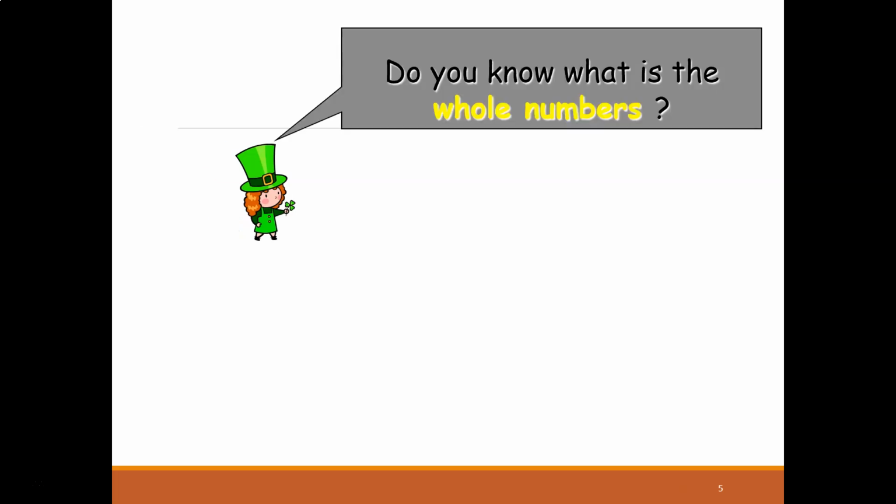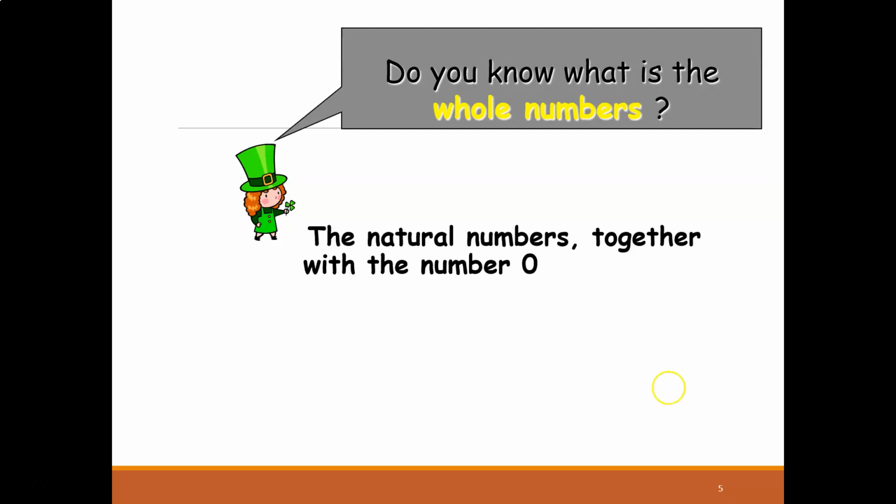Let's see about whole numbers. Okay, do you know what is the whole numbers? Nombor keseluruhan. Okay, so whole numbers mean this one: the natural numbers together with the number 0. Okay, previously natural numbers we only mentioned it starts from 1, right? Natural numbers, the one that you can count. But now whole numbers mean it includes 0.